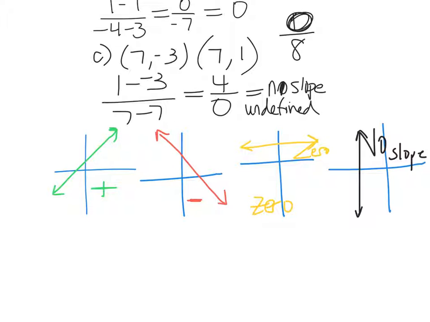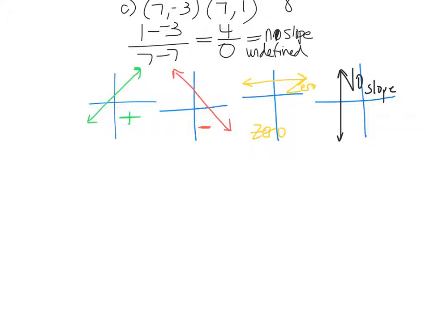Don't get 0 and no mixed up. 0 is a number, no is nothing. No. Nothing. All right, so let's move on to part B now.